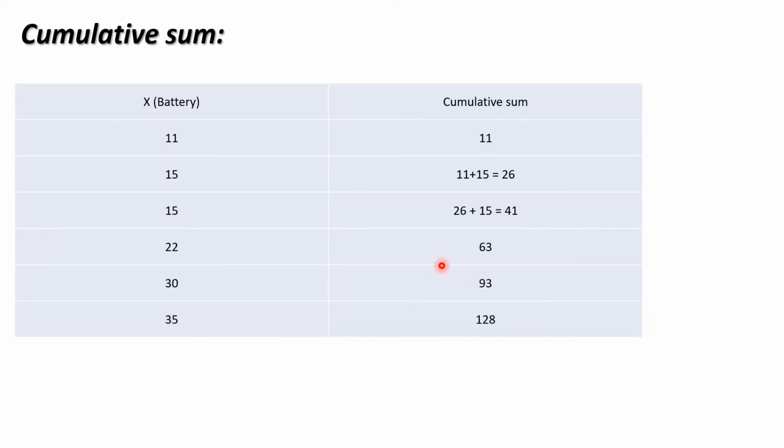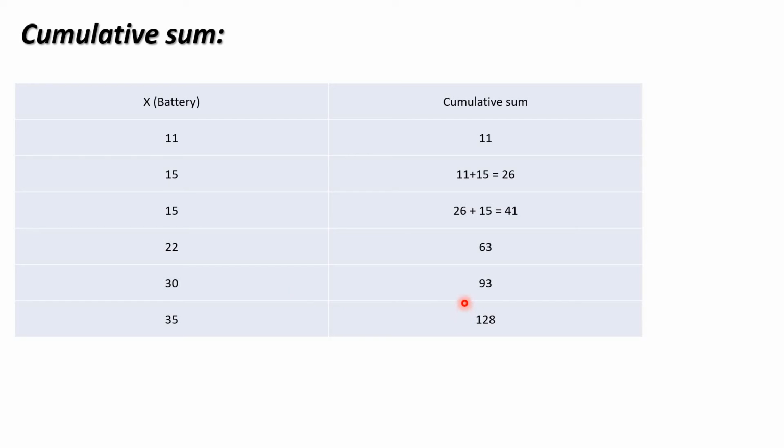Now you see the next one, that is consecutive sum. The same data points we have taken, right? Consecutive sum is nothing but calculating the sum between the consecutive terms. You can see over here we don't have any element, so we put the 11 over here. The sum is 11. Now 11 plus 15 is 26. Then 26 plus 15, that is 41. 41 plus 22, that is 63. 63 plus 30, that is 93. 93 plus 35, that is 128.